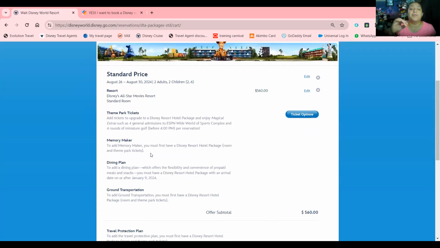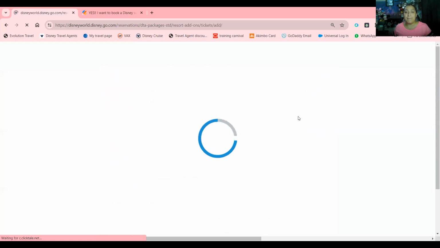Please do not go back to your client and be like, oh my God, it's $560 to go to Disney. Yes and no. Yes, it's $560 to only stay inside the resort. We're still not counting the tickets. Okay. Because as you guys can see, it says right here, ticket options. There's nothing on here. So I have to click on here to go into tickets.